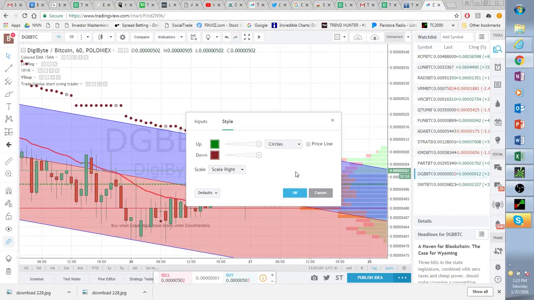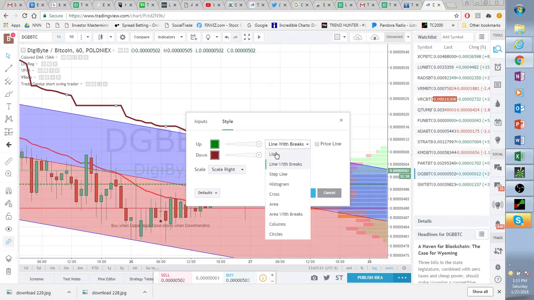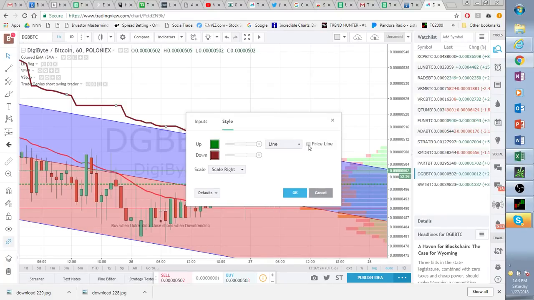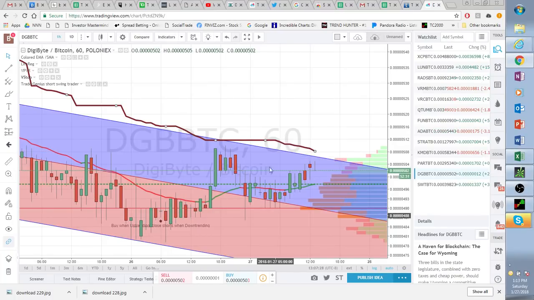See, depending on what you're most comfortable with. I like lines. It's kind of good visual for me. And you can do lines with breaks too if you want, and see how it steps down. But I like the line. And you can do a price line too here, so you can see where your price is. So your call. And then I have obviously my Trade Genius short swing trader. Okay, and so now you're set up. Pretty easy setup. Let me close off this drawing area here.